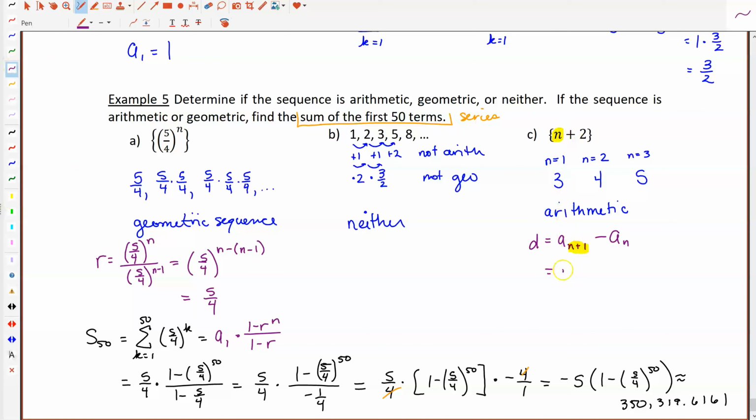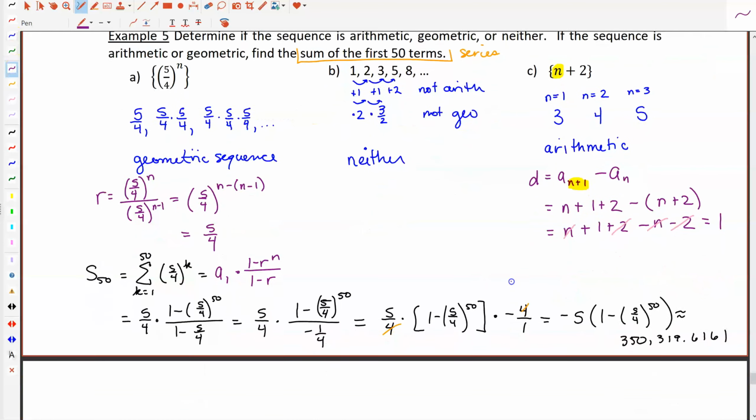So that's going to look like n plus 1 and then plus 2 minus a sub n, which is going to be subtract the n plus 2. If I distribute the subtraction through, and I'm going to purposely not combine those terms, because if you do that, you can see that you're going to get a whole lot of canceling. This n cancels with that n, this 2 cancels with that 2, and here's how I can show generically that my common difference is going to be 1.